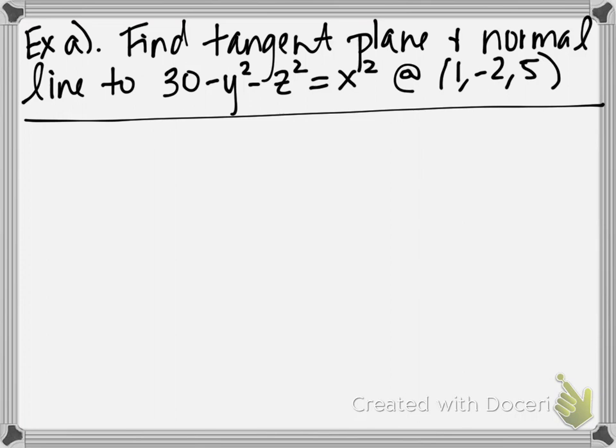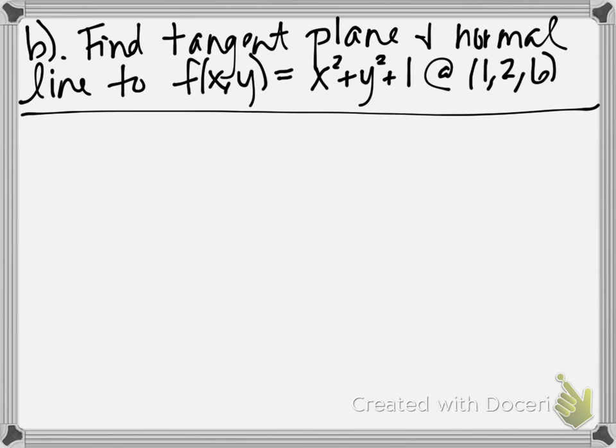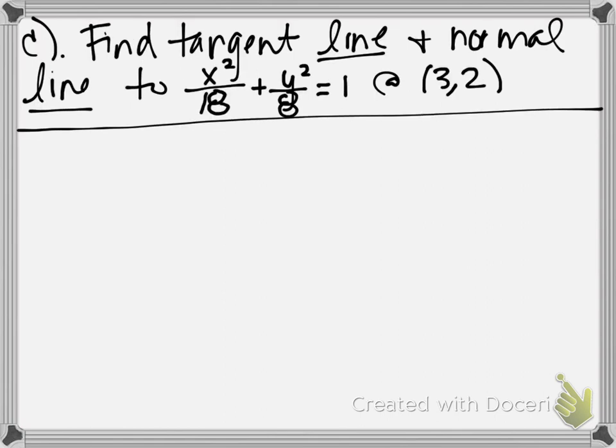We're going to look at how to find the tangent plane and normal line. In these examples, we're going to start with this surface in 3D. And then in part B, we're going to do the same thing, but we'll look at this function of two variables. And in part C, we're going to look at this curve in the xy plane. And in this case, we'll be finding the tangent line and the normal line to this curve at a given point.